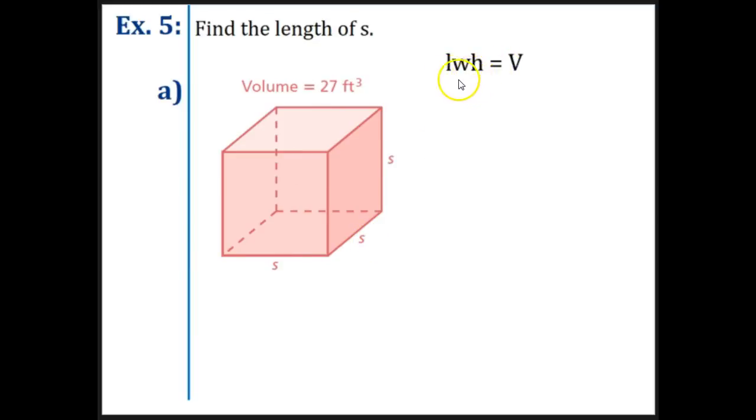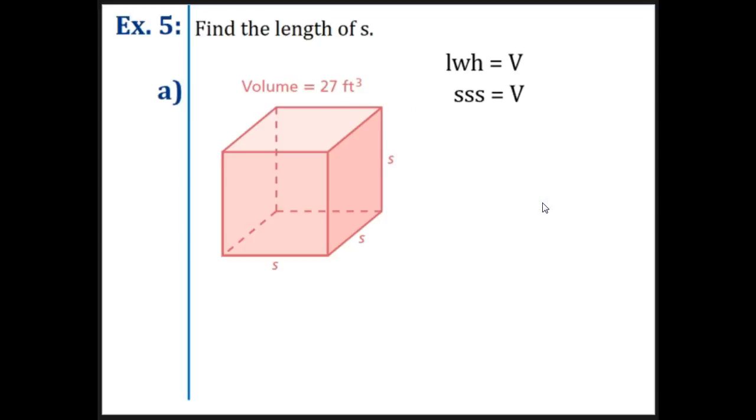So if it tells me that the volume is 27, when I do my equation, length times width times height, what are these 3 numbers? Are they all going to be different? Or are they going to be the same? Because what's my length? S. What's my width? S. What's my height? S. So I'm going to do S times S times S, right?